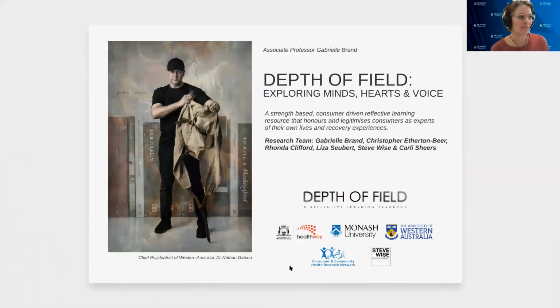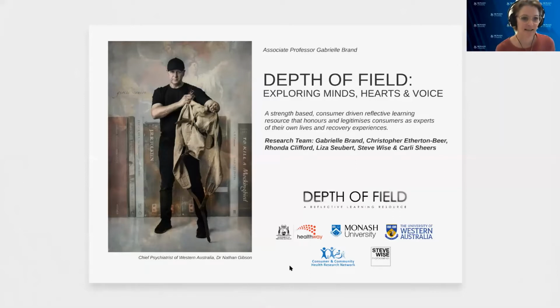I'll talk to you about this particular one around mental health today, but we have done a Depth of Field around exploring ageing and also stroke recovery that we've released before, that are used in curricula and workforce training at the moment. This particular one we call Depth of Field: Exploring Minds, Hearts and Voice, because we focused on mental health issues. We thought this was really important, and there's lots of misunderstandings about mental illness. So I'll talk a little bit about the research, and then I'll show you snippets of the resource so you can get an idea about what it looks like.